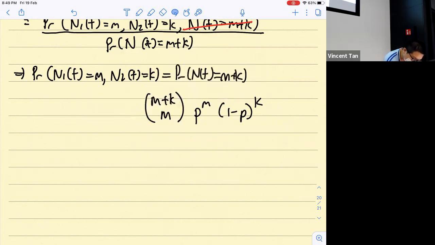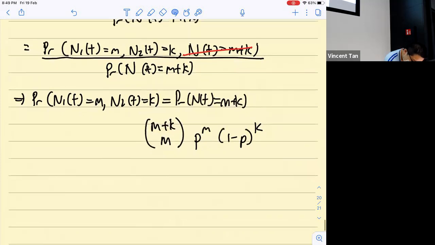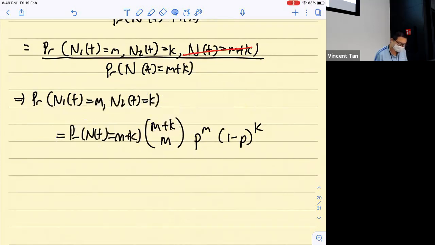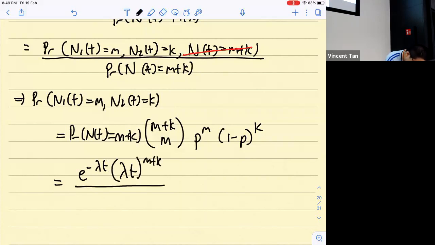Let me make this look nicer. This thing's not cooperating now. Okay, so we have this. This is just rearrangement, right? But we can rewrite this as Poisson: e to the minus lambda t, lambda t to the m plus k over m plus k factorial.